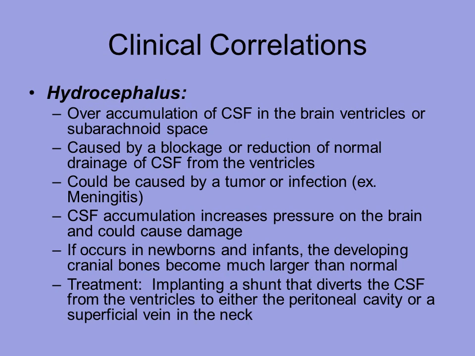This needs to also be treated right away because if you're blocking the flow of that cerebral spinal fluid, obviously, once again, just like if you have a brain bleed, you're putting extra pressure on that brain. If this occurs in newborns and infants, because your cranial bones are still developing, the head will often become much larger than normal. How do you treat it? Once again, you need to be able to drain that fluid, and so they'll often put in a shunt.